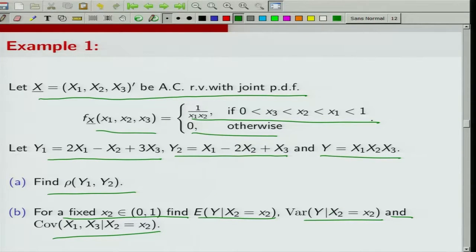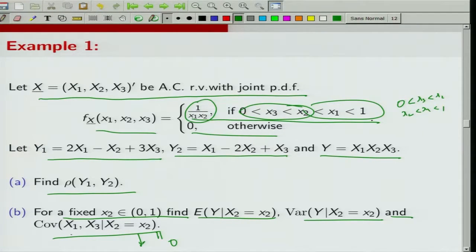Note that in the last module, we had considered this, and we had seen that for a fixed x2, this range can be broken into two parts. If x2 is fixed, then 0 less than x3 less than x2 and x2 less than x1 less than 1. So, that means if x2 is fixed, as a function of x1 and x3, this range can be broken apart. It looks like given x2 is equal to x2, x1 and x3 would be independent. So, one can directly say that this covariance would be 0, because given x2 is equal to x2, x1 and x3 are independent.